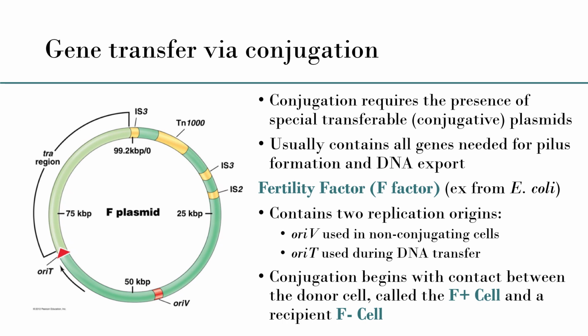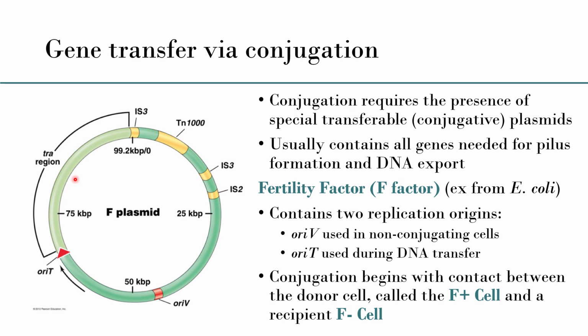Conjugation requires a special plasmid. This plasmid is called the fertility factor, or F factor, sometimes also called the F plasmid, and it's going to contain all the genes required to form that sex pilus, that type 4 secretion system, and it contains all the genes needed to export DNA. And those are often found in this TRA region of the plasmid, the transfer region.